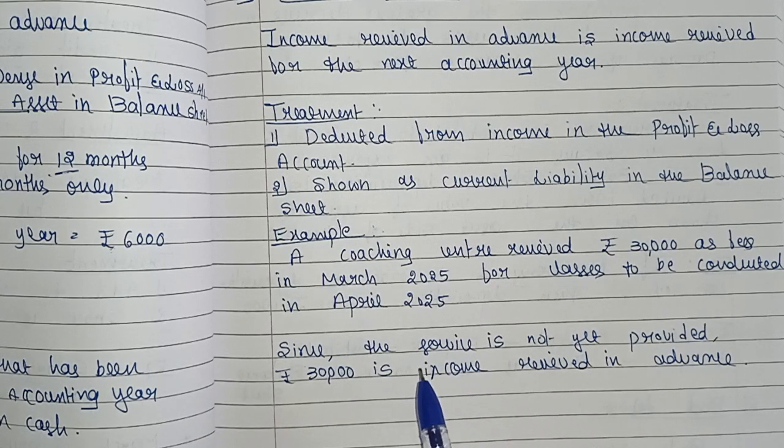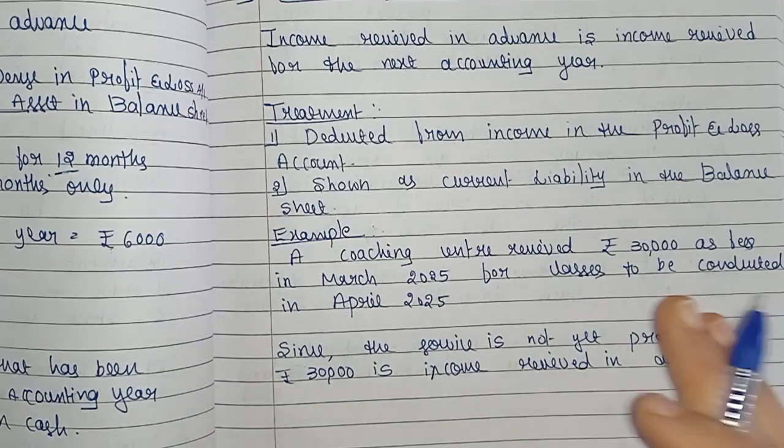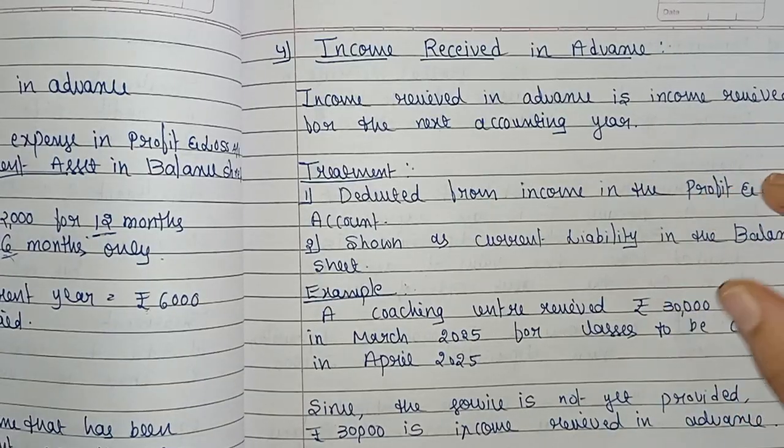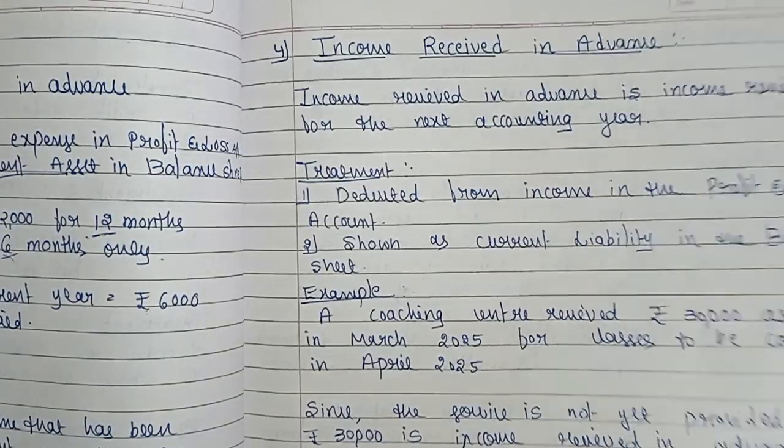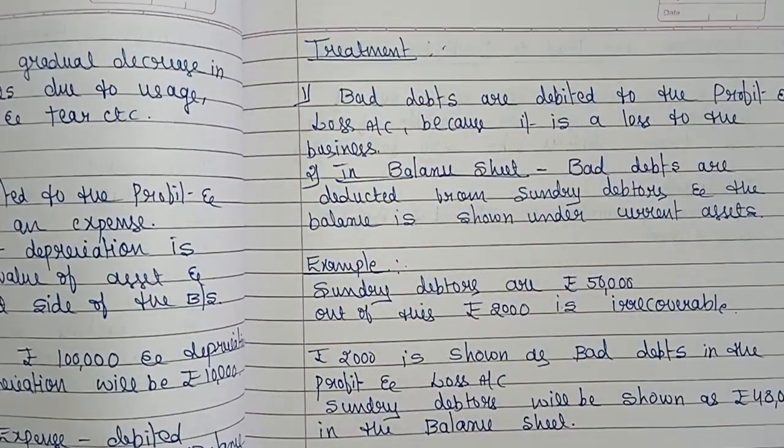Because the coaching center has an obligation to provide the coaching or service in the future. Clear? So this is what income received in advance is, and these are the treatments of income received in advance. Clear? Now the next one, the fifth one, is depreciation.